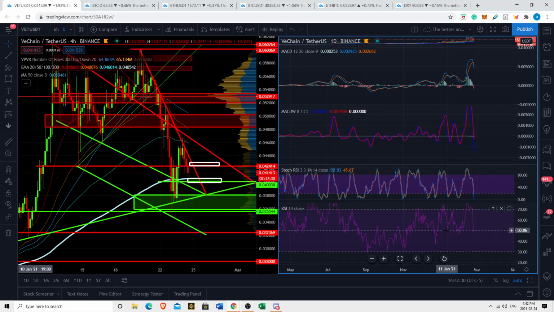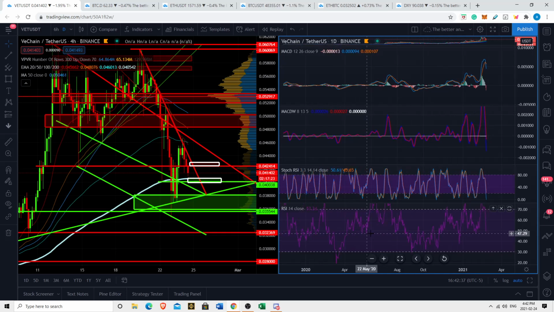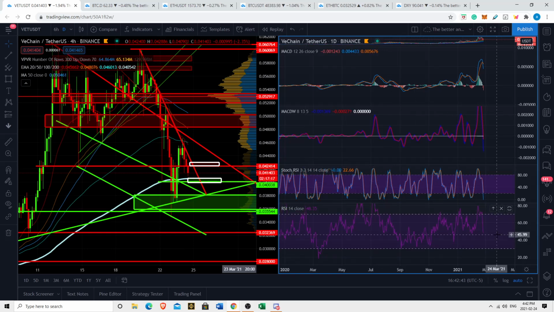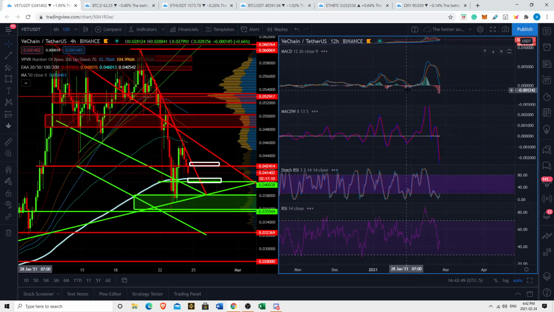The 50 range, so from 46 to 50, is a very reactive place for the RSI. If we start to break down below 46 on the RSI, I think we're very likely to see continued bearish price action on the daily with VeChain here. So let's take a look at the 12-hour.